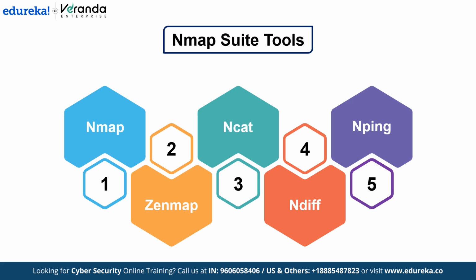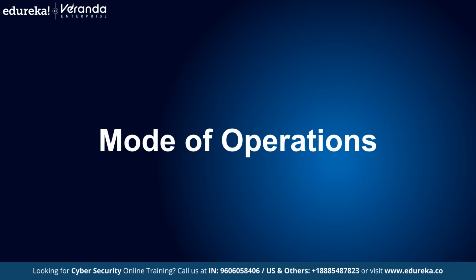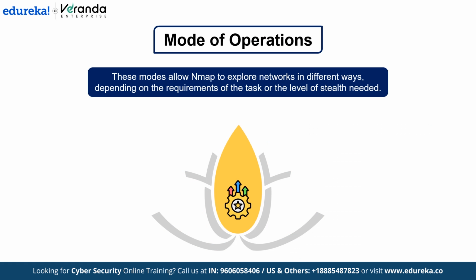One of the most exciting aspects of Nmap is its variety of scanning techniques, which we call modes of operation. These modes allow Nmap to explore networks in different ways, depending on the requirements of the task or the level of stealth needed. Let's break them down now. First we have the ping sweep. This mode is used for network discovery. Nmap sends ICMP echo requests to check which hosts on the network are alive and reachable. It's like saying, "Hey, are you there?" and waiting for a reply.